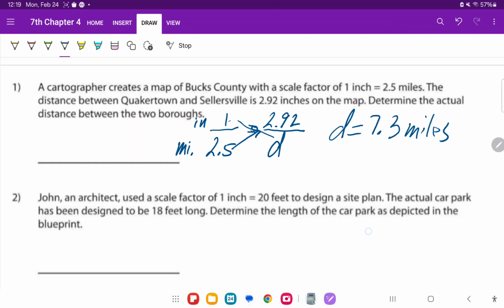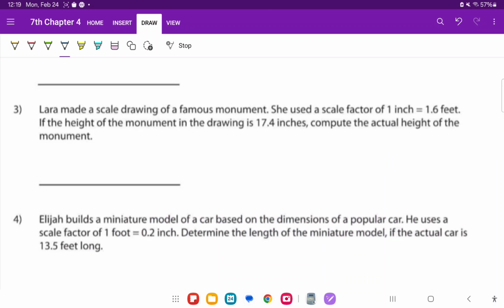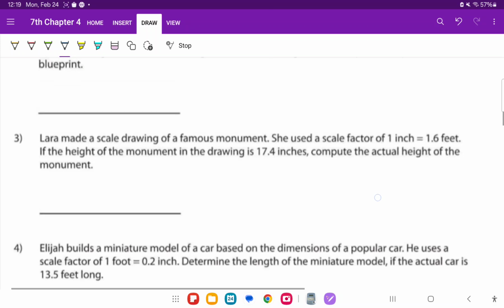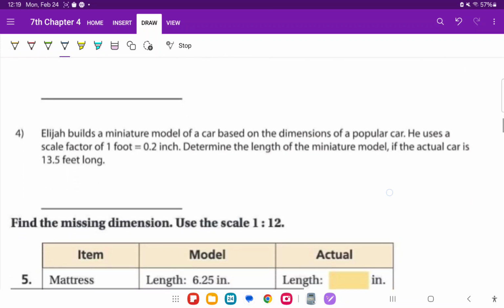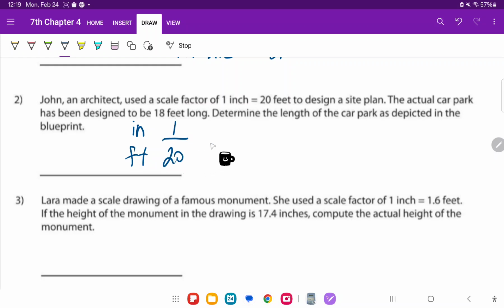All right, so why don't you try number 2 and number 3, and then we'll come back and do 4 again together, okay? All right, so on number 2, here's our scale, right? And we're going to put inches on the top and then feet on the bottom. So we got 1 inch is to 20 feet.